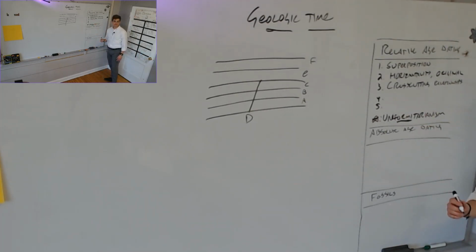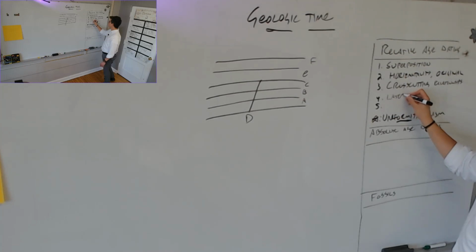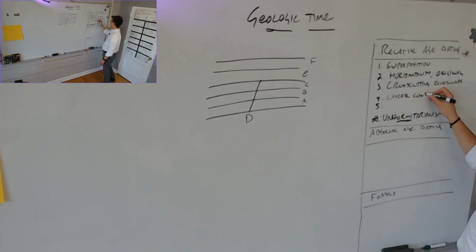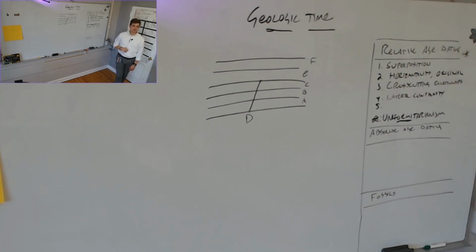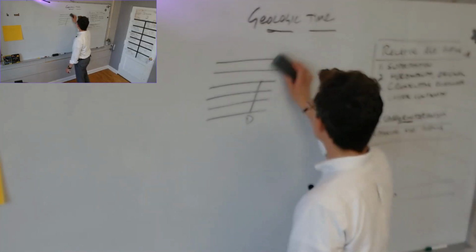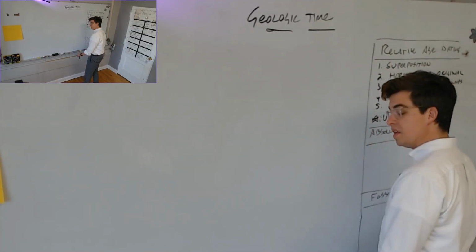Lateral continuity. Jinx. Lateral continuity. What does that mean? If the first layer is like flat, it's gonna. Yeah, lateral means referring to the sides.